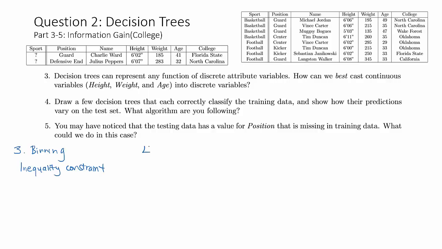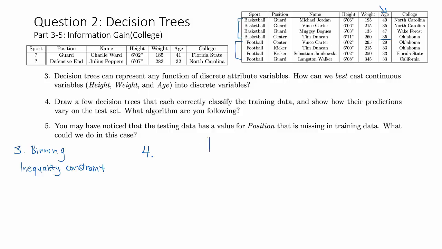For part 4, we're asked if we can figure out a few decision trees that classify the training data correctly. So let's come up with a simple one. Let's look at the age variable. Do you notice anything that's different between the football and basketball players based on the age variable? Well, all the basketball players, they're all older than 34 years old. And all the football players, they're all younger than 34.